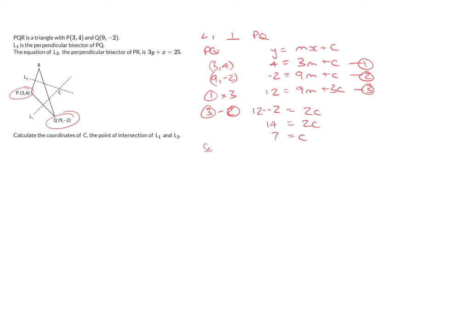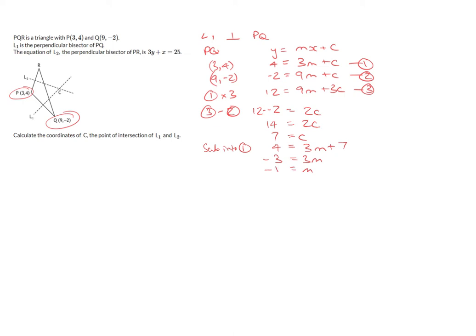Now I can sub this into any of the numbered equations. I'm going to sub into equation number 1. And I have 4 equals 3m plus 7. So this means that 3m will be equal to negative 3, and then clearly m is equal to negative 1.